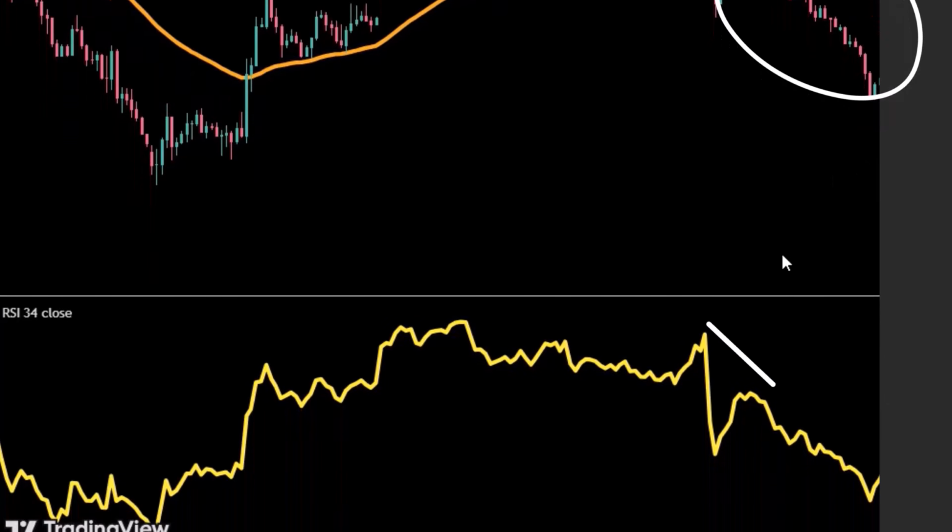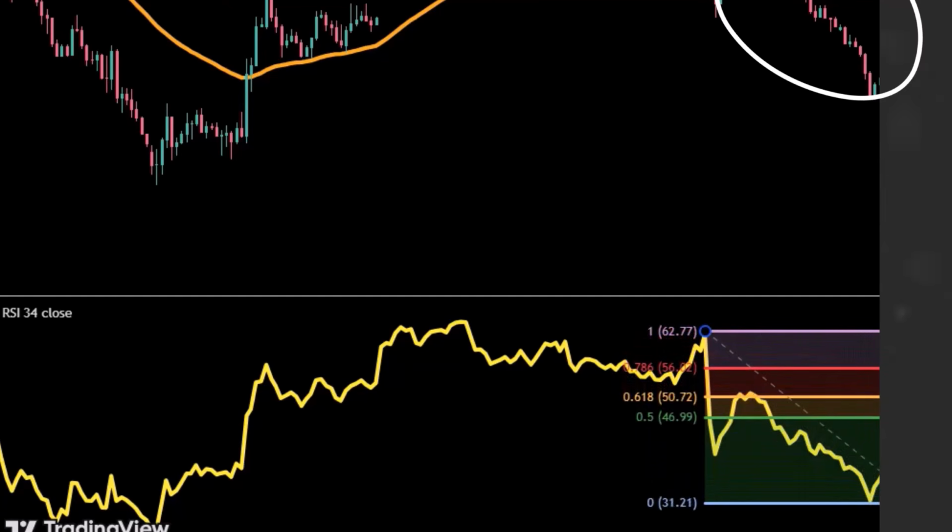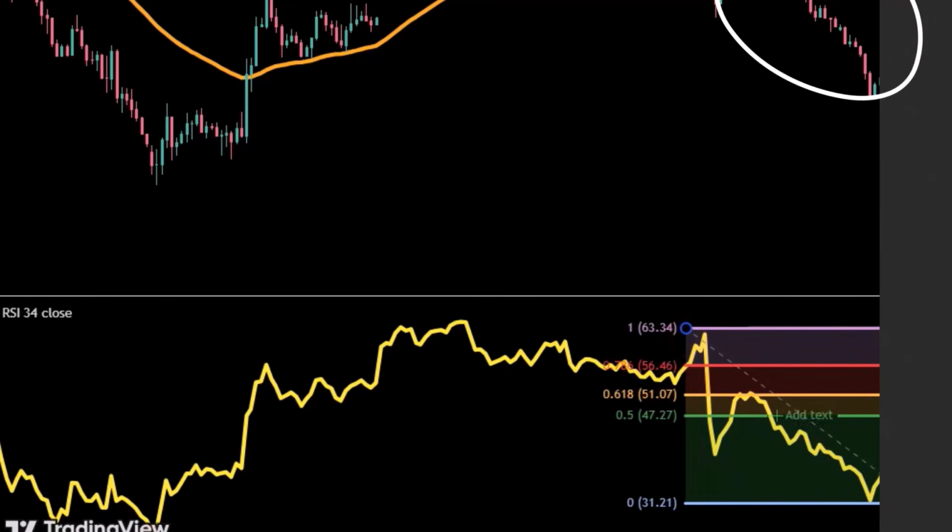Next, we'll look at RSI 34 and find a clear bearish swing. Here, the RSI starts from a high and moves strongly downward to a low. Now we apply Fibonacci retracement to this RSI movement from the RSI swing high to the RSI swing low. Then we wait for the RSI to pull back toward one of our Fibonacci levels.